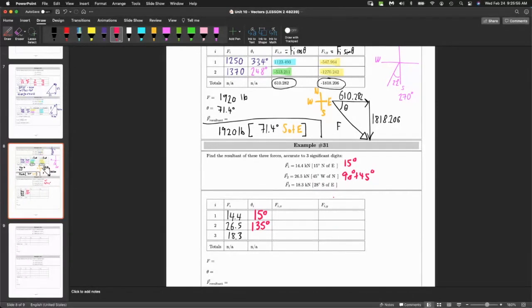I'm going to draw it, Joshua. So here's east. Sorry. Here's east, and here's 28. So what angle is this? What's this angle here? Or how do you calculate it?